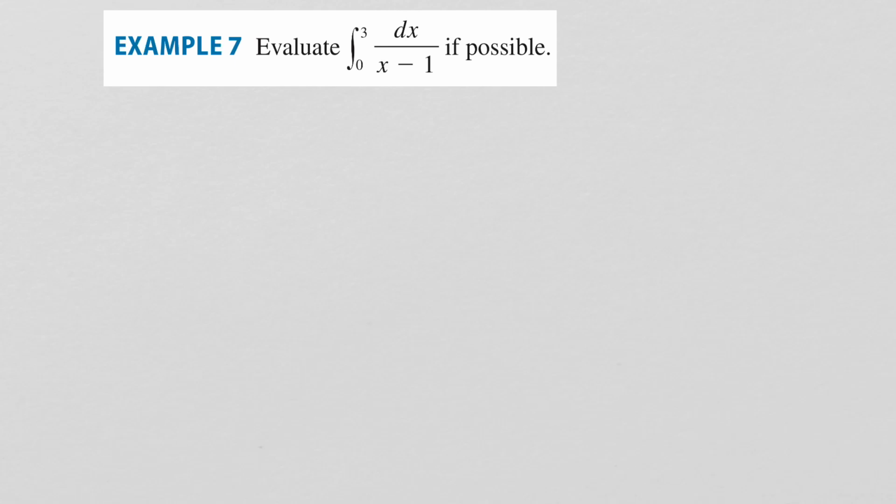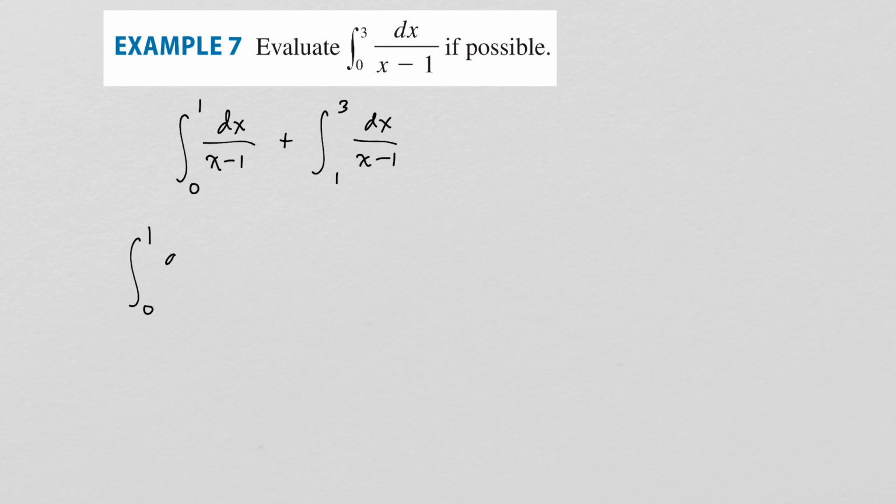In our next example, we have a discontinuity at x equals 1. Now, x equals 1 is not either of the limits, but notice that x equals 1 is between 0 and 3. So when this happens, you have to break it up as the integral from 0 to 1 of your function plus the integral from 1 to 3 of your function. And then we have to work on each of these separately. Now, keep in mind, if either one of these diverges, you can stop the problem and say the whole thing diverges. So let's work on the first integral.